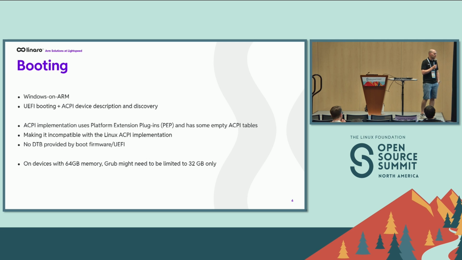Then there are some other smaller issues we have been seeing. For example, on the higher-end devices with 64 GB of memory, Grub had problems going through all of that and finding the right spots. So you had to limit it down to 32 GB to get it to boot up. So there have been smaller things around that, but yeah. Okay.